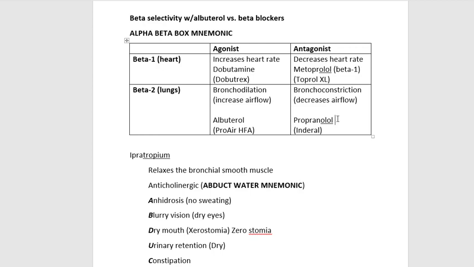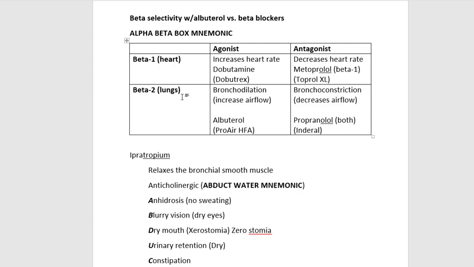But this propranolol is going to affect both beta 1 and beta 2. And what does that mean? So if we have our alpha beta box mnemonic here, what we're looking at is if we have beta 1 an agonist, it'll increase heart rate. If we have an antagonist that only affects beta 1, then we decrease heart rate.